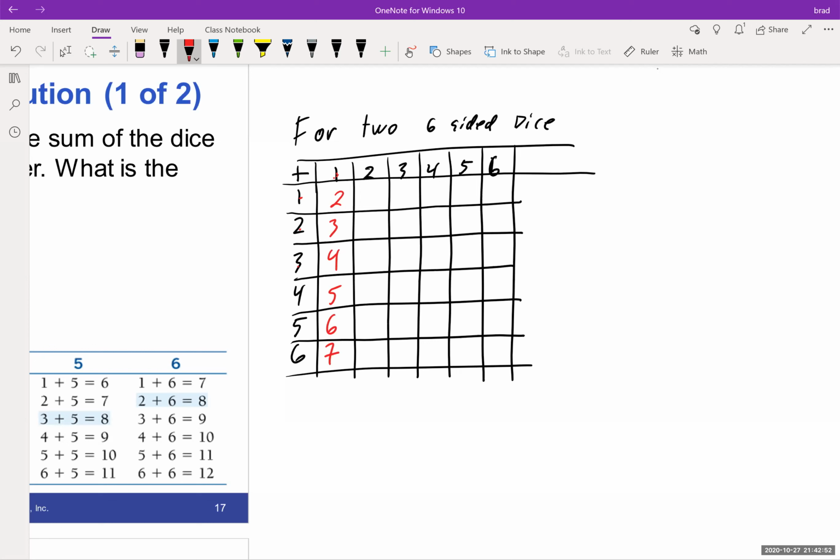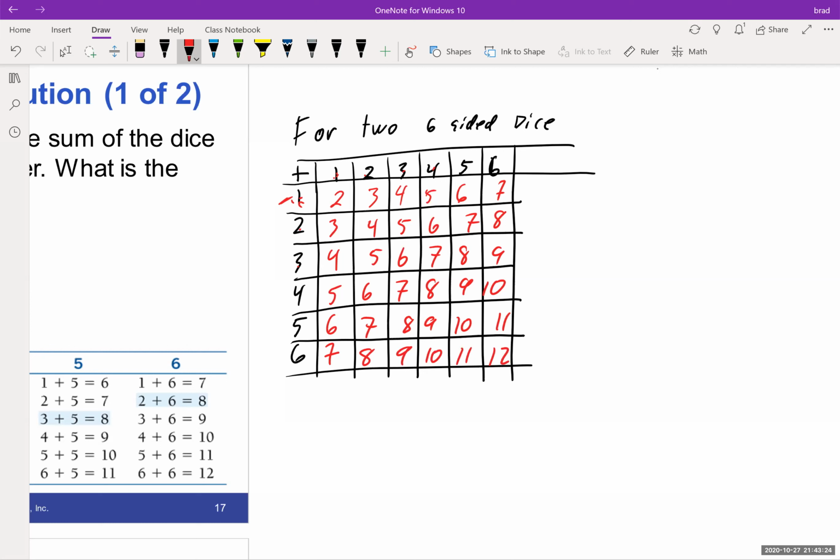Now we can go the other way. So I'm going to start here this time. 1 plus 2 is 3, 1 plus 3 is 4, 1 plus 4 is 5, 6, and 7. So once you start doing enough of these, you see the pattern. You just go 2, 3, 4, 5, 6, 7, 8, 5, 6, 7, 8, 9, 6, 7, 8, 9, 10, 7, 8, 9, 10, 11, 8, 9, 10, 11, 12.